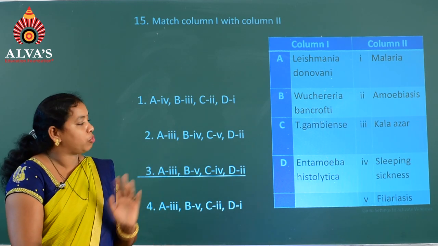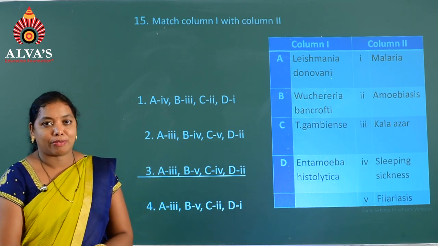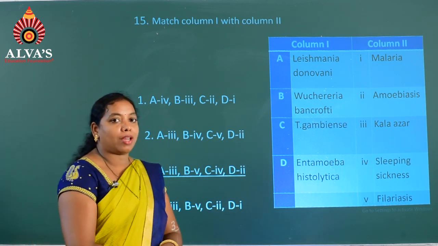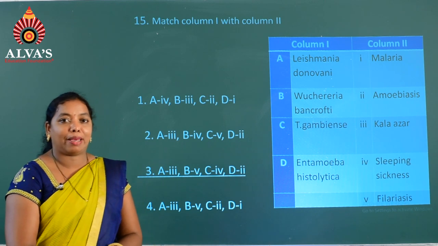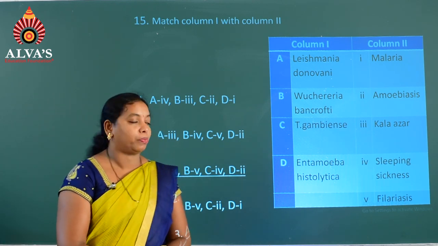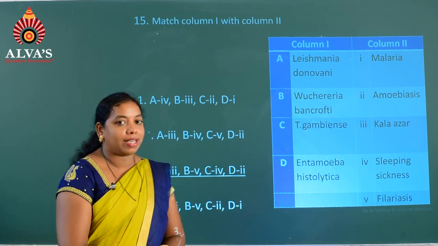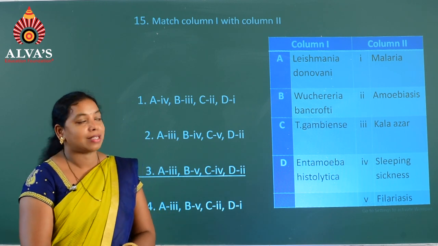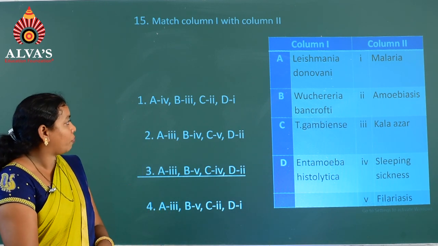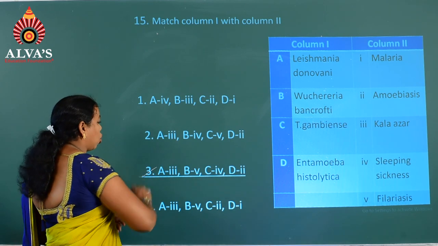Whereas the next one, Wuchereria bancrofti, causes filariasis, that is the fifth one. And next, Trypanosoma gambiense, which causes Gambian fever, the correct match is sleeping sickness, the fourth option. And the next one, Entamoeba histolytica, causes amoebiasis, that is the second option. So now the correct answer for question 15 is the third option.